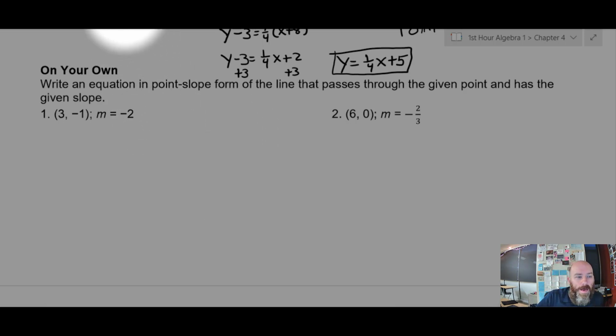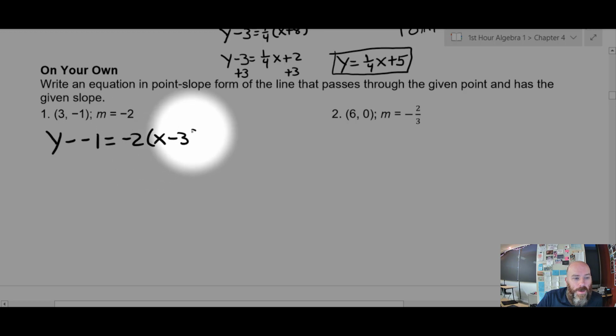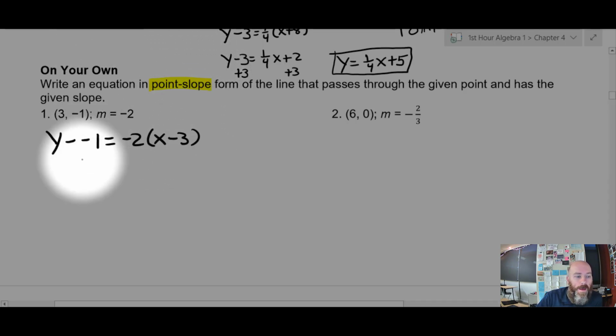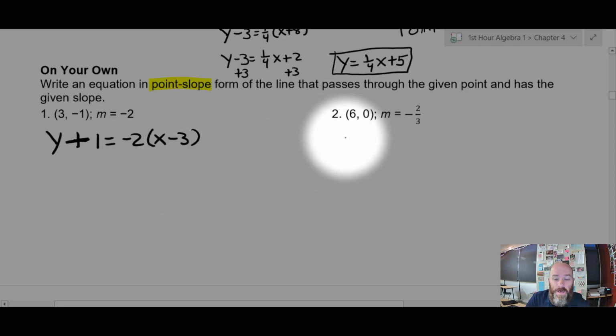All right, now that you are done with those on your own, here's what you should have filled out. y minus negative 1 equals negative 2 times x minus 3. And notice our goal here is to put it in point slope form, so we're not solving for y. So 2 negatives makes a plus here, so I can just make this a plus. There's nothing else I can do, so that's actually my answer right there. y plus 1 equals negative 2 times x minus 3.